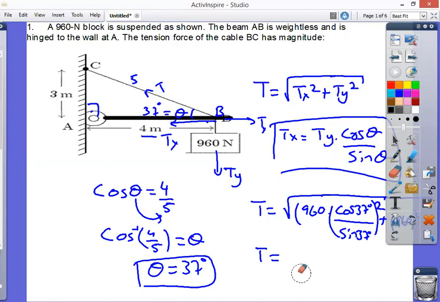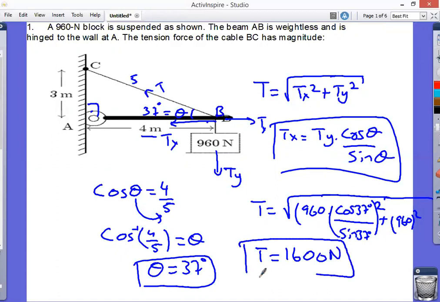You can just apply it; I'm not going to go further. So here we find that T will be 1,600 Newtons. Any questions?